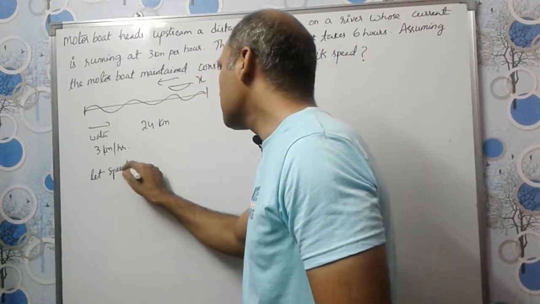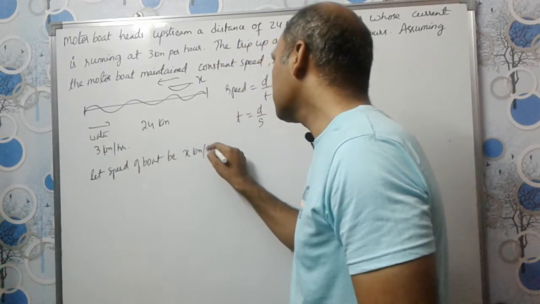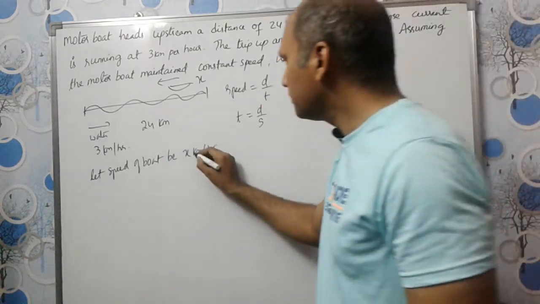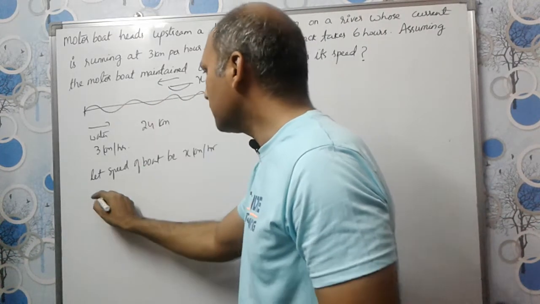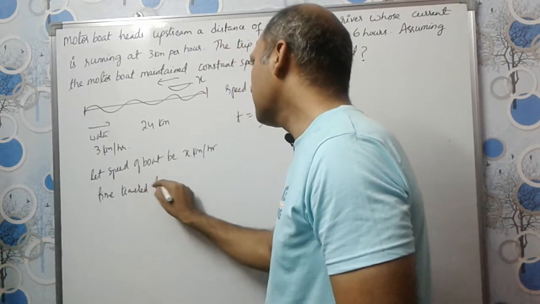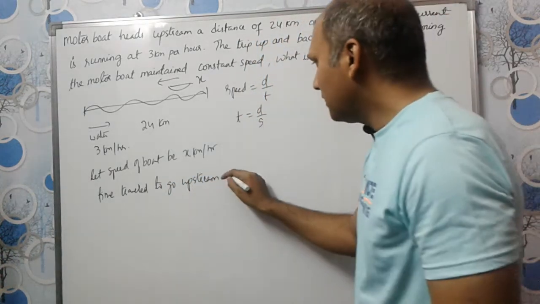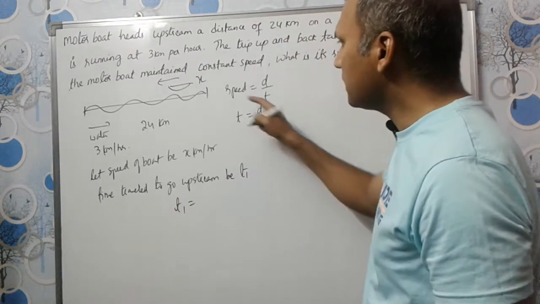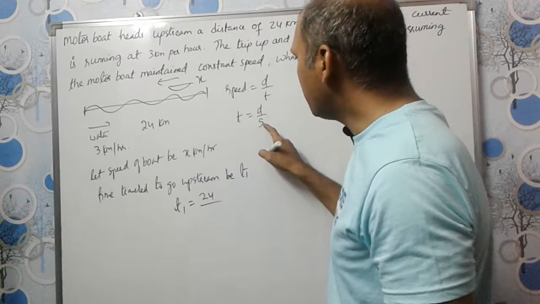Let speed of boat be x kilometers per hour. Okay, this is a little lengthy problem, just hang around. So let us take the time traveled to go upstream. I hope you are understanding my handwriting. Let it be t1. So t1 will be equal to distance. See, how much is this distance? 24 kilometers divided by speed.